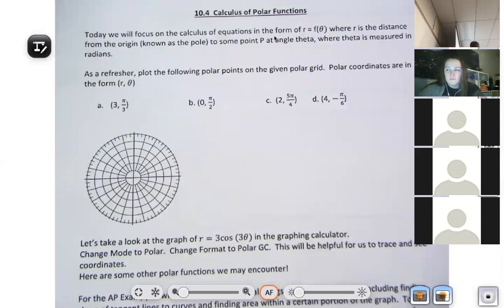With parametrics, I showed you how to change the mode and do parametrics. You're probably never going to do parametric mode in your calculator on the AP test, okay? I wouldn't do it. Polars, you might though. So I'll show you what it looks like.